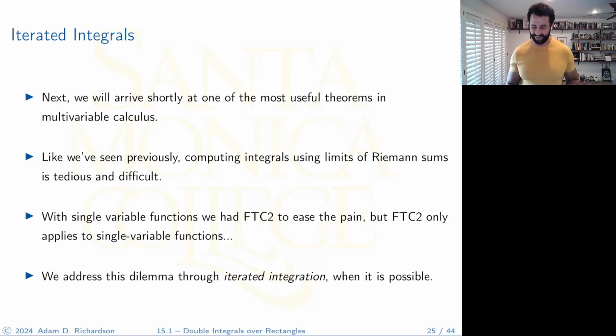Here's the catch. FTC2 only applies to single variable functions. If you recall FTC2 from Calc 1 and Calc 2, those are functions of a single variable, and you would evaluate capital F of b minus capital F of a, right? How do we do that with functions of two variables? We're going to address this through what is called iterated integration, when it is possible to do so.